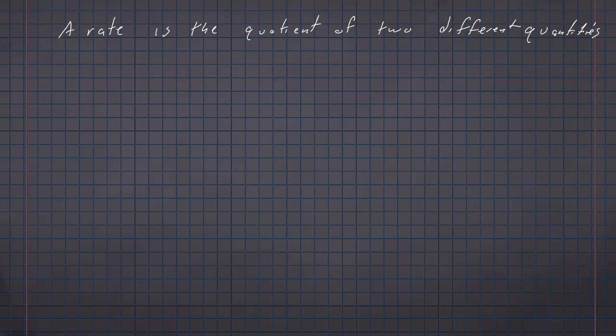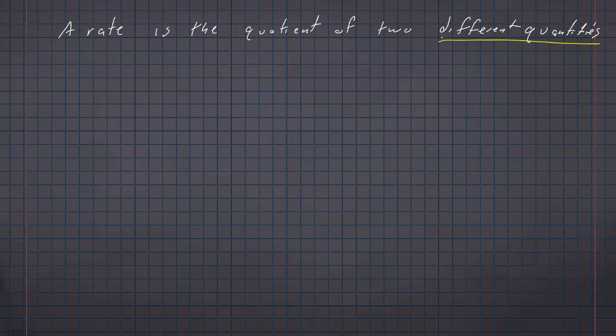Our next definition, a rate, is the quotient of two different quantities. Once again, at first glance, this definition kind of seems silly. Of course, when we're dividing numbers, we are generally going to be looking at two different numbers, right? Counting the number of men, counting the number of women. Another common ratio is an aspect ratio, the width of an object divided by the length of the object.